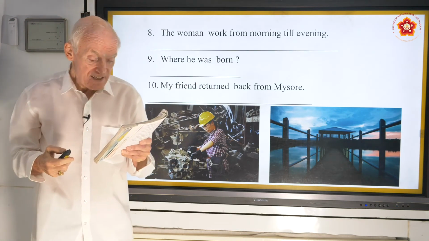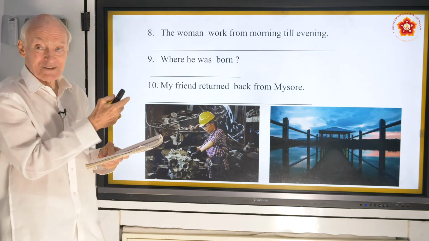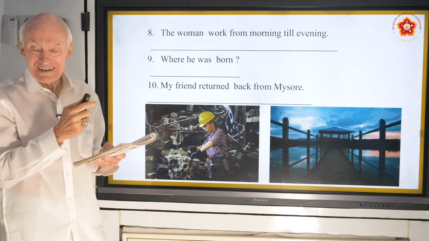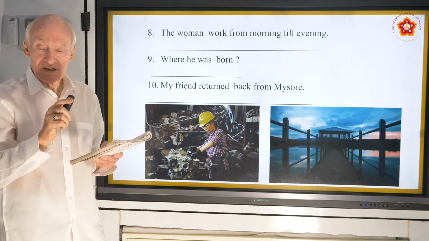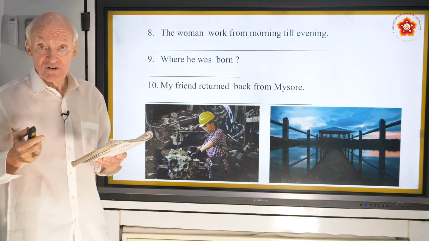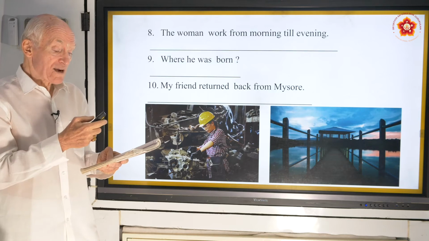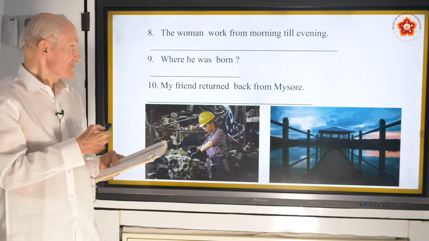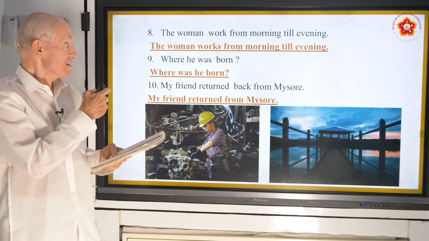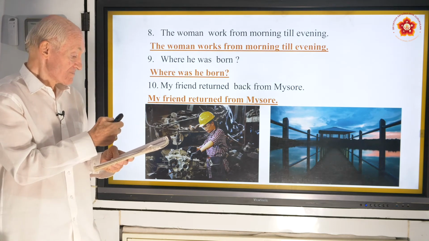Where was he born? And this one says where he was born. They have it backwards. Sometimes this will happen. You use the words in the incorrect flow, and it doesn't come across right. It's not the right thing to do. It's where was he born? Where was he born? Where he was born is not right. Let's go to number 10.